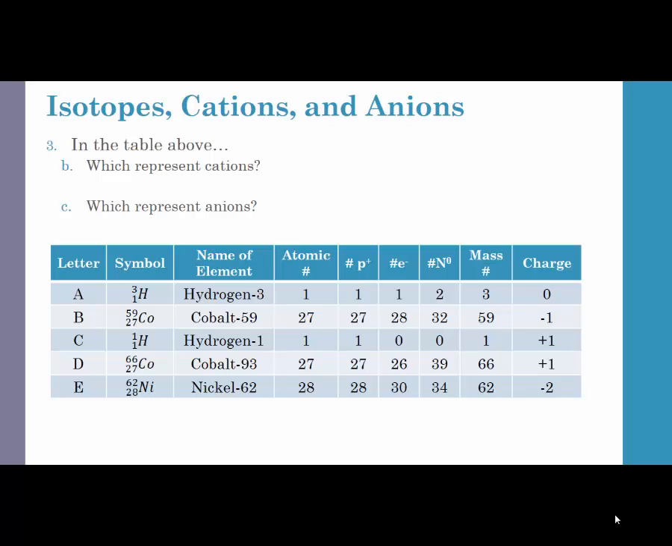Which of these are going to represent cations? So cations are positively charged particles. You can remember that because the T in cation is a positive sign. So those are going to be C and D, which both have a charge of plus 1. Anions are going to be negatively charged particles, and that's going to be B and D. So those both have a negative charge.